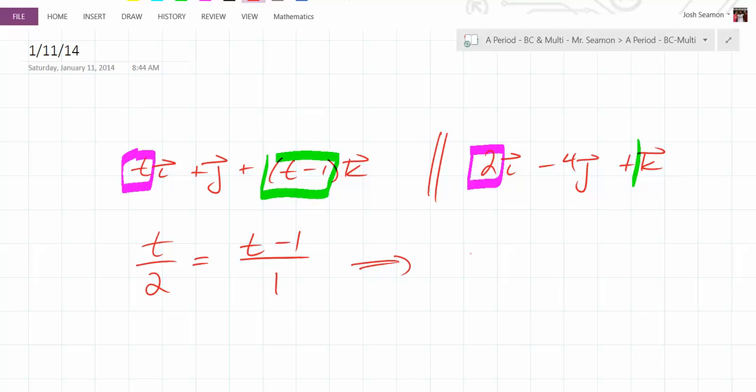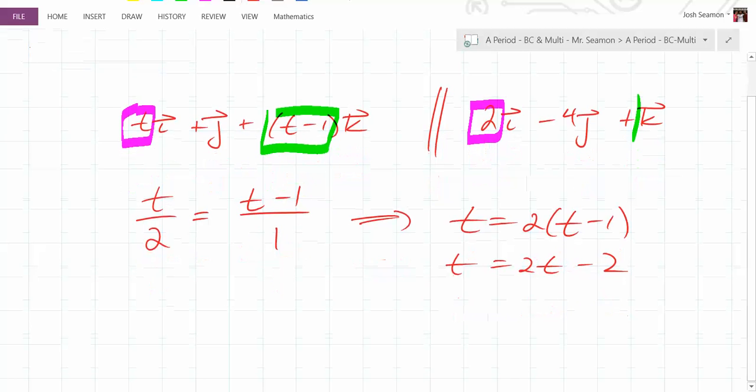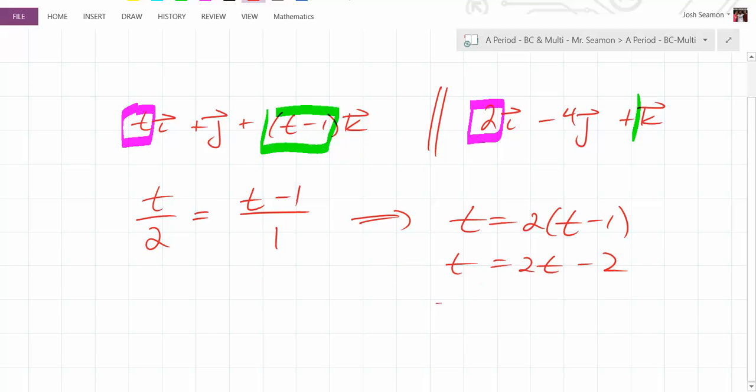So that implies that t is equal to 2 times t minus 1. So t is equal to 2t minus 2. So you end up with negative t is equal to negative 2. So t is equal to 2. Does that make sense? The ratio has to be the same.